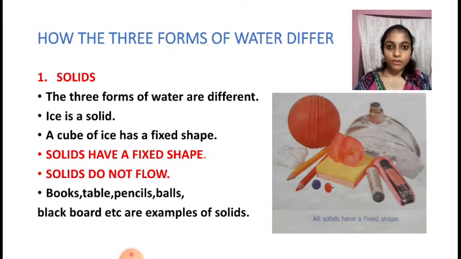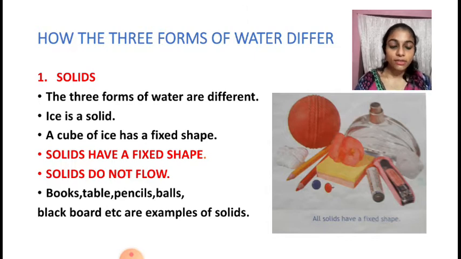What is the characteristic of ice? We know that it has a definite shape, isn't it? So the very basic thing about solids is that solids have a fixed shape. Okay, and next one, solids do not flow. When we take a book, does it flow? No, isn't it? It is very rigid. It is not flowing. It has a fixed shape. So we can say that solids have a fixed shape and solids do not flow.